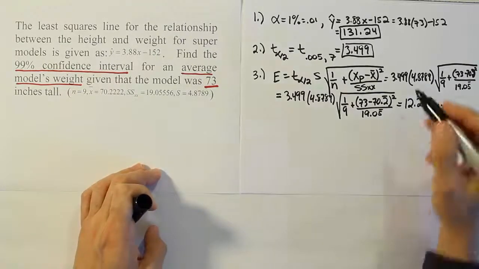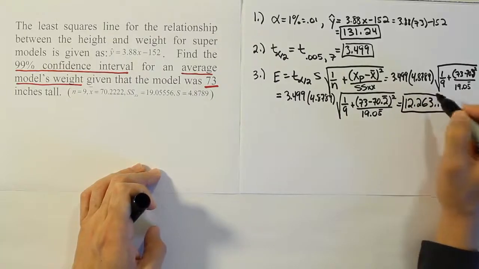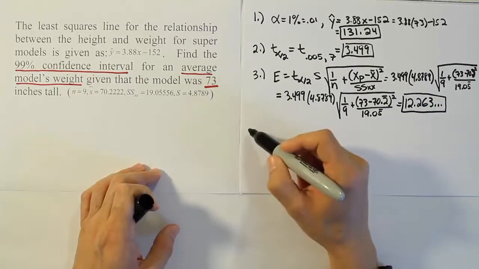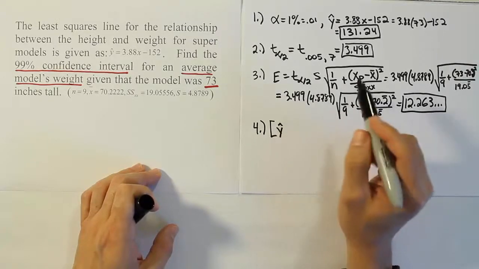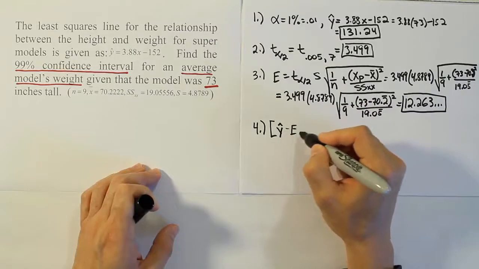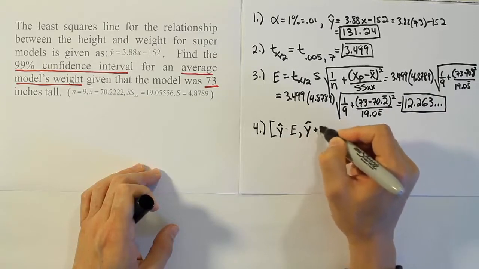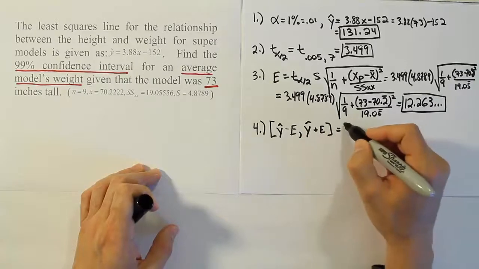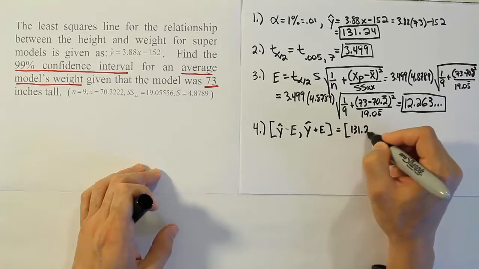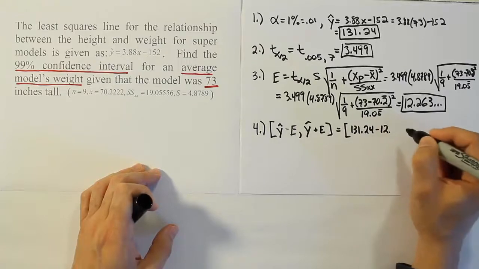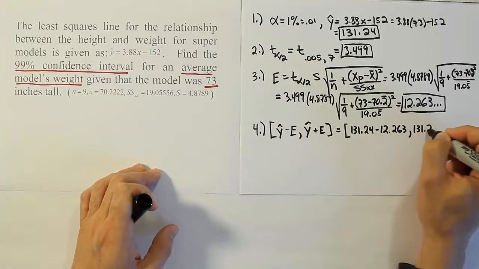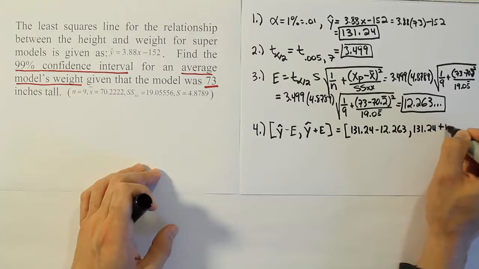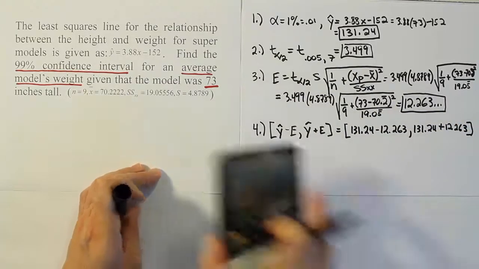So our next step is, once we have this value, we're going to add and subtract it to and from our point estimator. Our point estimator, remember, is y hat that we did in step 1. So it'll be y hat minus e, y hat plus e. In our case, the answer is 131.24 minus 12.263, then 131.24 plus 12.263.